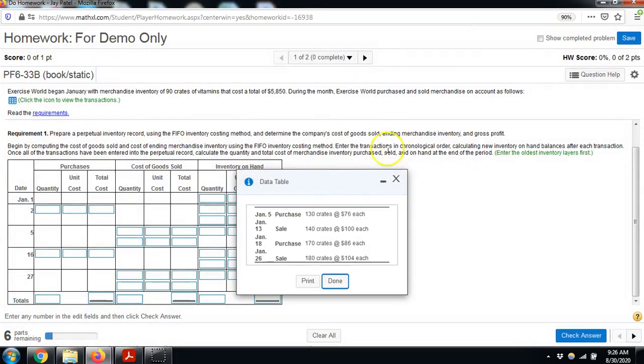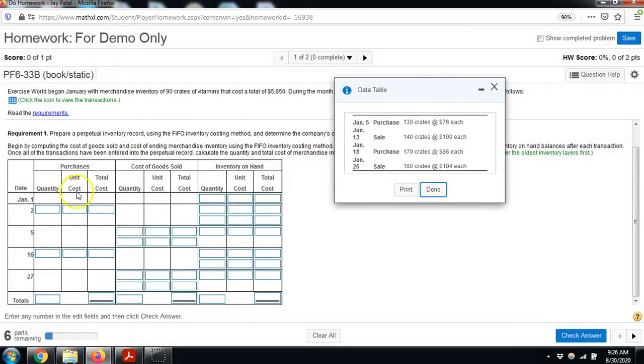So there's going to be a series of transactions, it looks like, and we're going to use this familiar table here to fill in the details and keep track of our inventory cost as we go down these different transactions. So let's start with the first one.